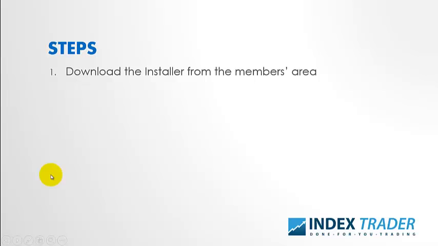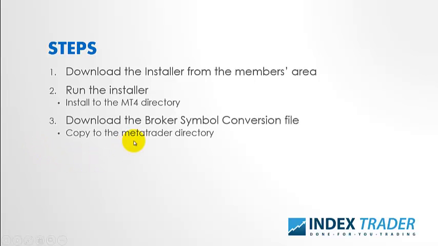Now, just going through the steps required, and I'll thereafter take you through live installation. You need to download the installer from our members area. Once you run that, it'll install the required files into the MetaTrader 4 directory. You then need to download a broker symbol conversion file.